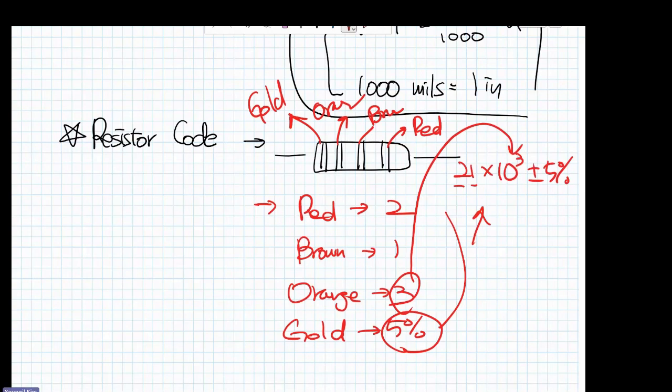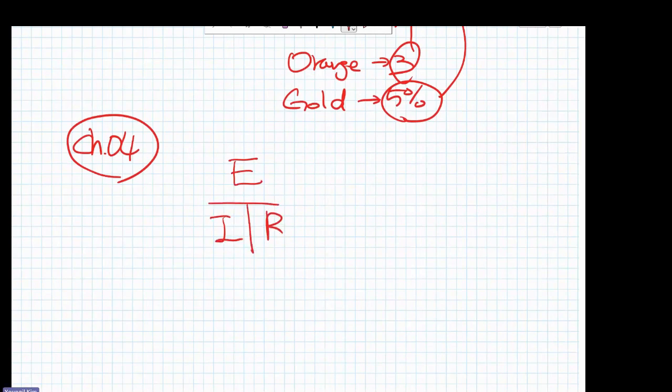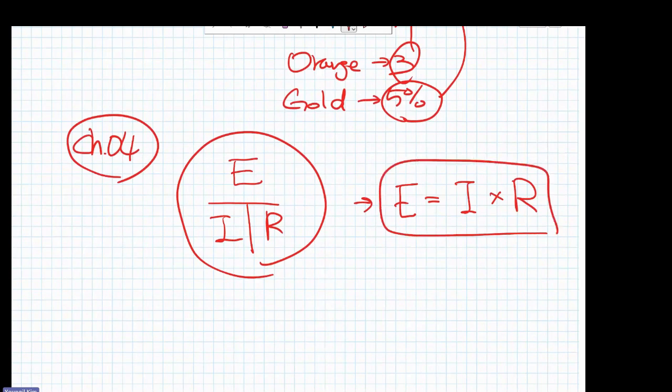All right. So chapter 4, okay, we learn about Ohm's law. What time is it? Okay. 10:52. Maybe I will finish around 11. Okay. One hour is earlier. So Ohm's law, E equals I times R. Okay. The Ohm's law.